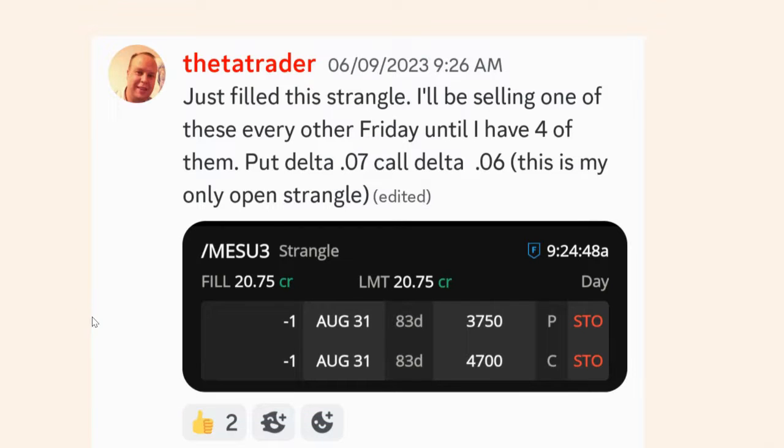And this put delta was 0.07. The call delta was 0.06. That was my only open strangle at the time. I have been adding on new strangles every other week. We'll be adding a new one really shortly as well.